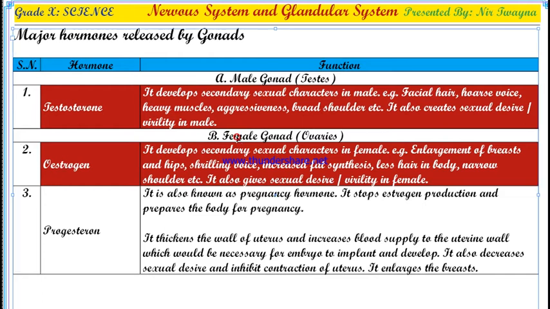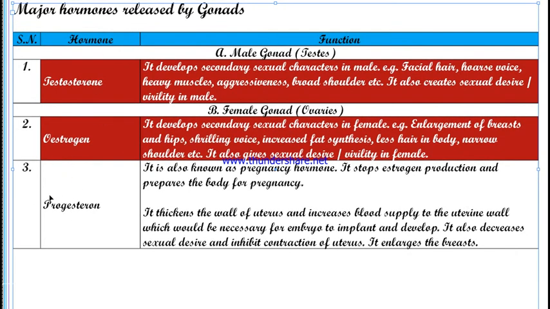And then the female gonads or ovaries produce estrogen. What does estrogen do? It develops secondary sexual characters in female. Example: enlargement of breasts and hips, shrill voice, increased fat synthesis, less hair on the body, narrow shoulders, etc. It also gives sexual desire or virility in female. And the next hormone produced by the gonads is progesterone. What does progesterone do? It is also known as the pregnancy hormone. It is also important.